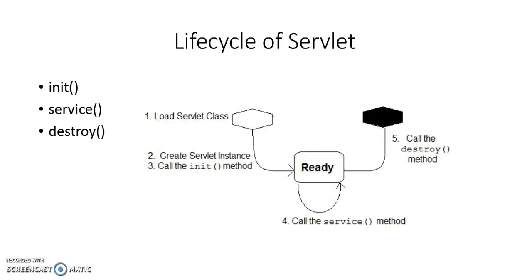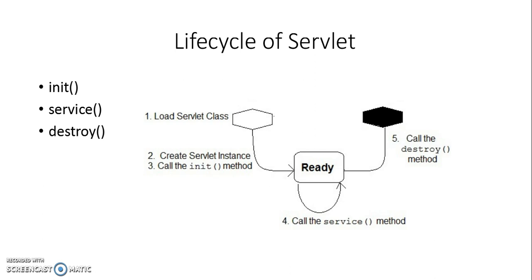Now we are going to look at the lifecycle of a servlet. The lifecycle of a servlet basically consists of three methods: the initialize method, the service method, and the destroy method. As you can see in this diagram, when our servlet program is getting loaded, our servlet class also gets loaded. When our servlet class gets loaded, it creates a servlet instance and then it triggers the initialize method. Note that this initialize method is called only once in the lifecycle of a servlet.